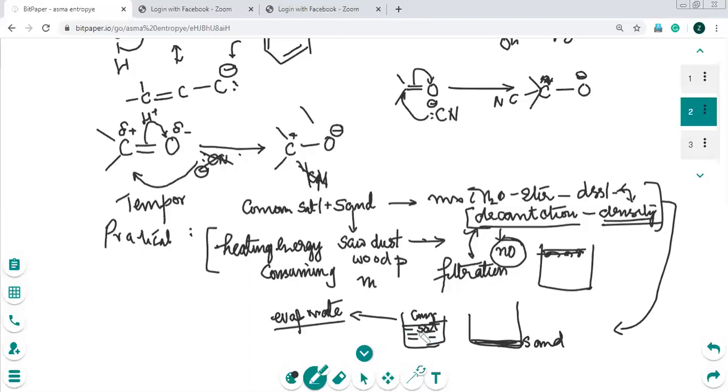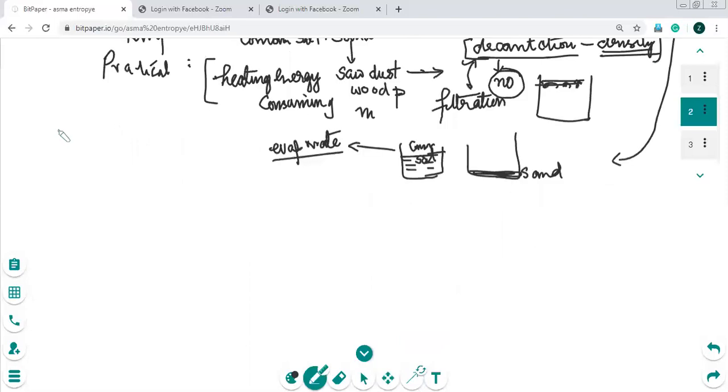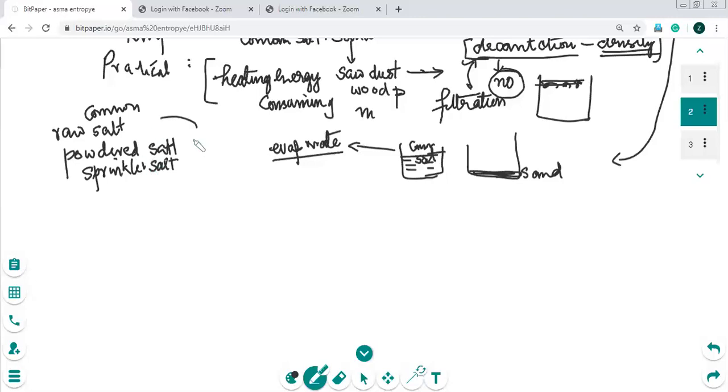When you evaporate, the whole liquid will go off. Now my question: you know there is raw salt and powdered salt? Have you seen that? Raw common salt, which you directly take from the fields, and the second one is sprinkled salt. Can you think how they convert this into this?